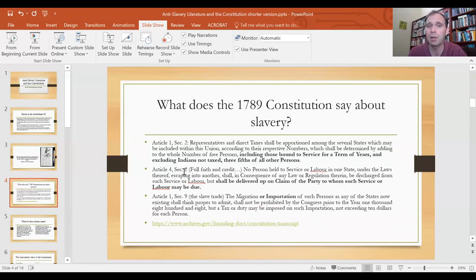So the first example, Article 1, Section 2: representatives and direct taxes shall be apportioned among the several states which may be included within this union, according to their respective numbers, which shall be determined by adding to the whole number of free persons, including those bound to service for a term of years, and excluding Indians not taxed, 3/5 of all other persons. Well, those bound to service for a term of years are people who are perhaps indentured servants.